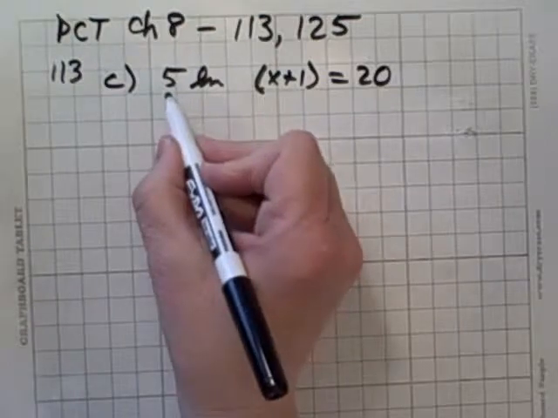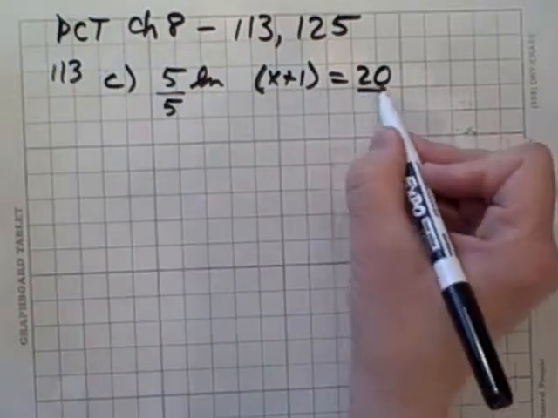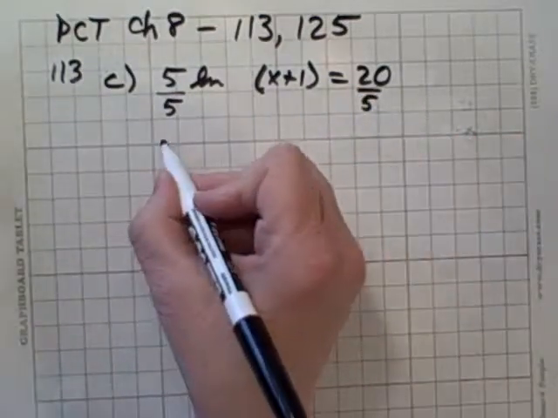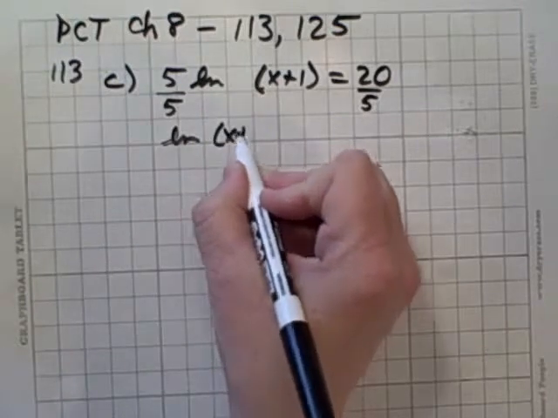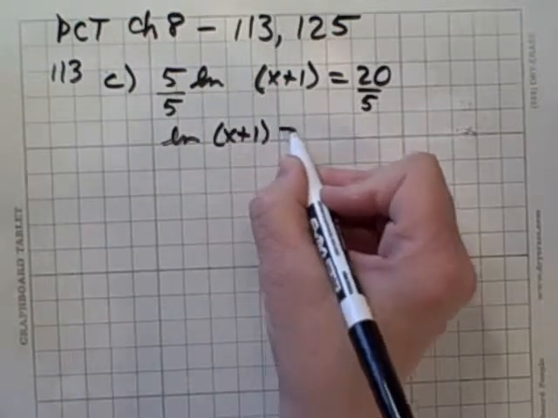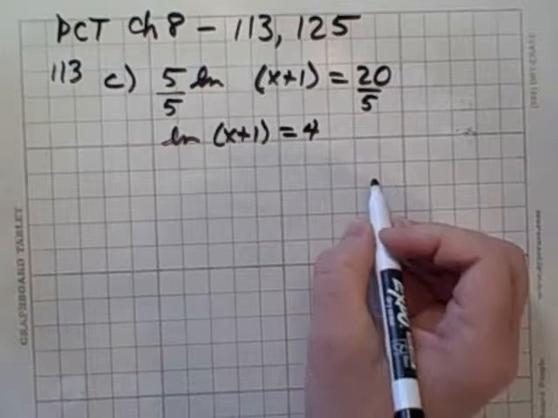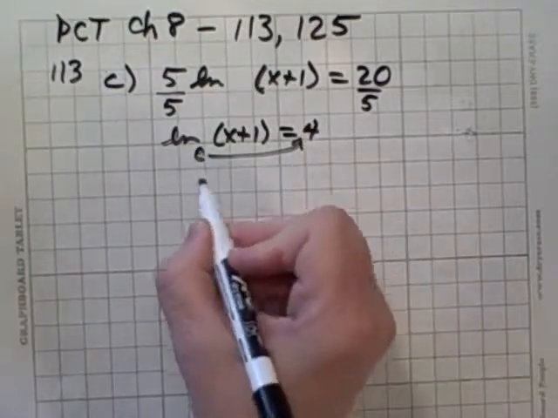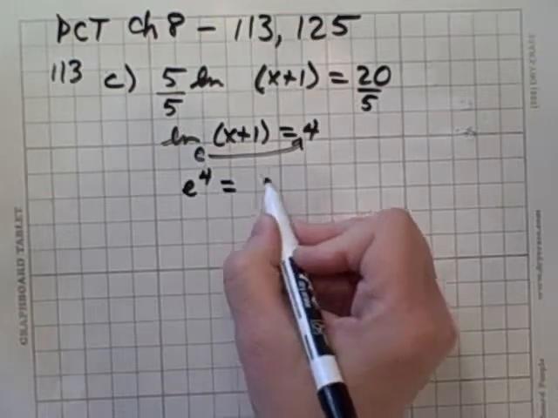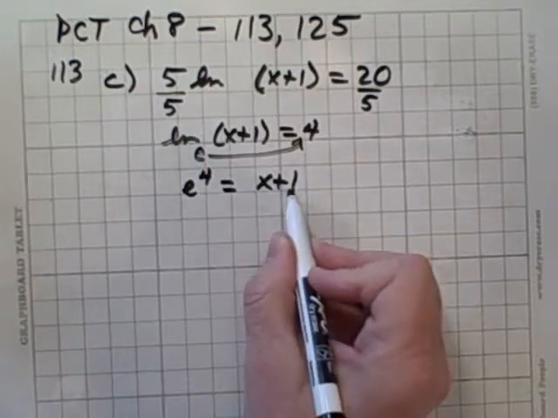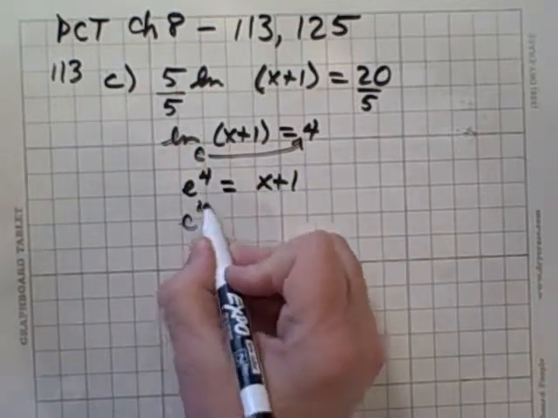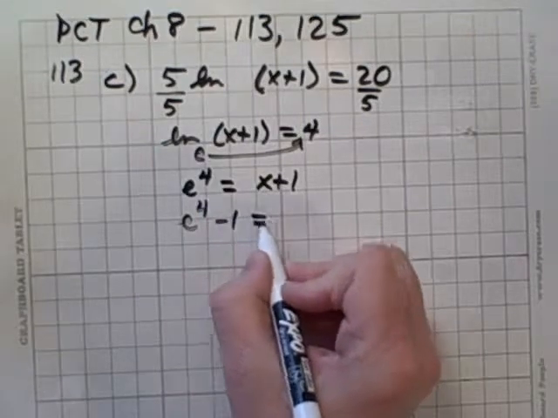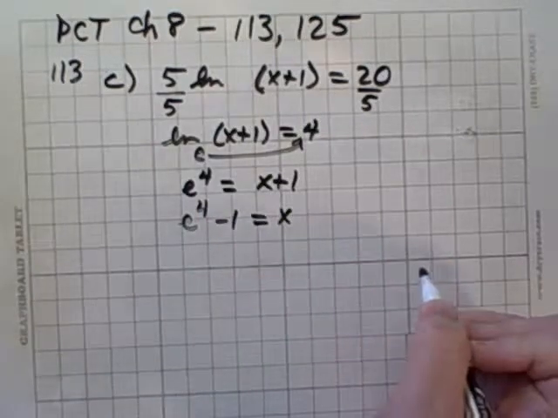Step 1, let's get rid of the 5, so we just divide both sides by 5. Natural log of x plus 1 equals 4. Once again, we switch forms. E to the 4th power is equal to x plus 1. If I subtract 1, e to the 4th minus 1 would then be x.